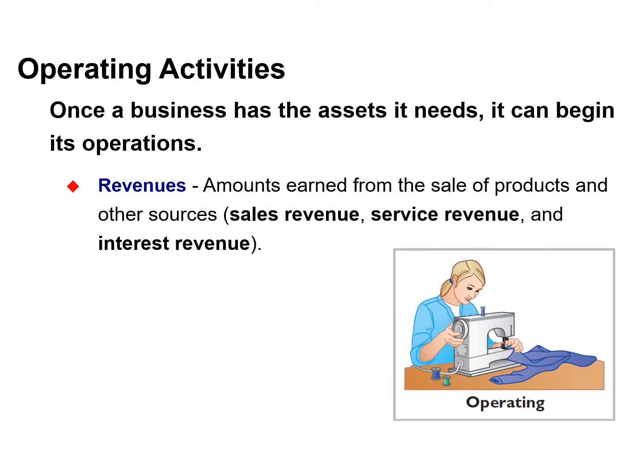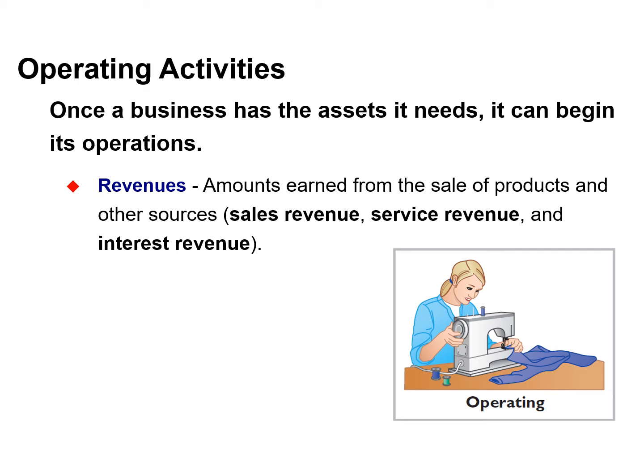Once a business has the assets it needs to get started, it begins operations. Many companies sell products. For example, Columbia Sportswear sells a variety of products such as winter coats, ski pants, and boots. We call amounts earned on the sale of these products revenue. Revenue results from the sale of goods or the performance of services. Revenue arises from different sources and is identified by various names depending upon the nature of the business.